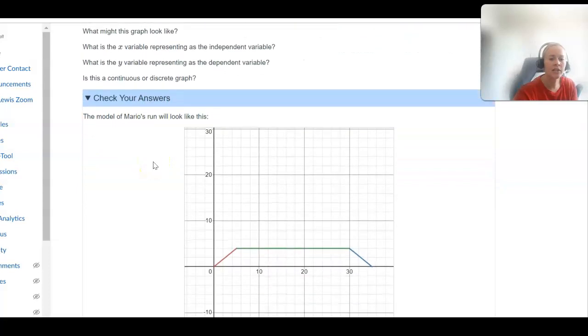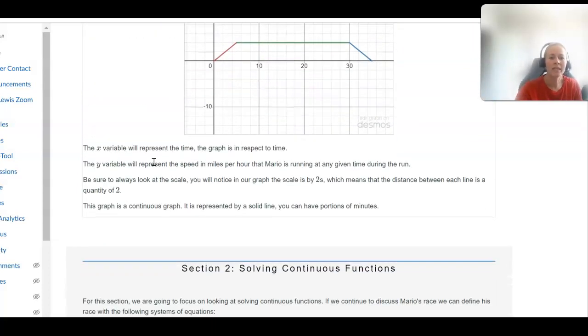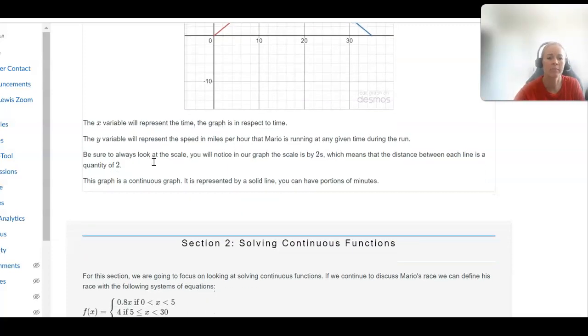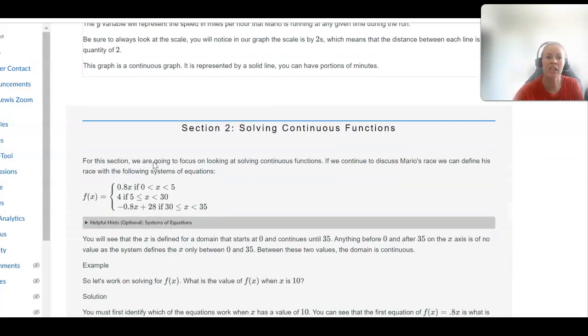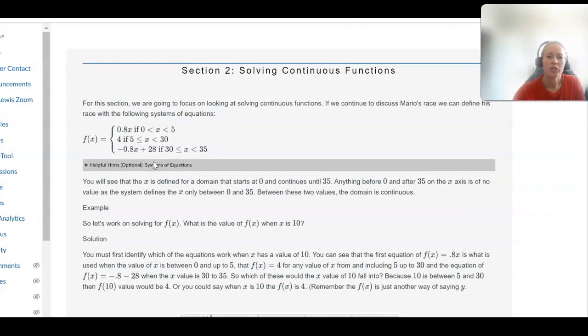Is this a continuous or a discrete graph? What do you think? This one is going to be continuous. It's represented by a solid line, and we can have portions of minutes. We can have little bits of time, so this is a continuous graph. We're going to look at this function a little bit more. For this section, we want to look at this continuous function. If we continue to discuss Mario's race, we can define his race with the following systems of equations.